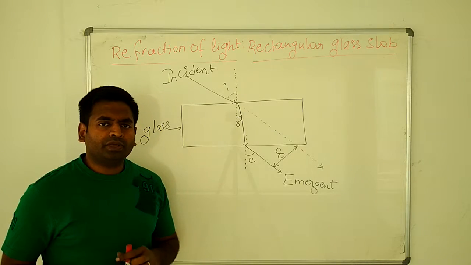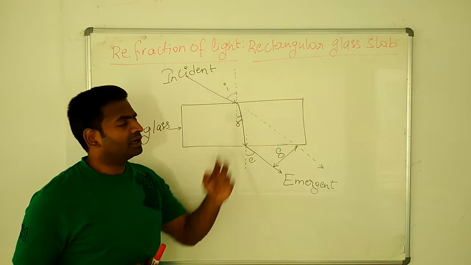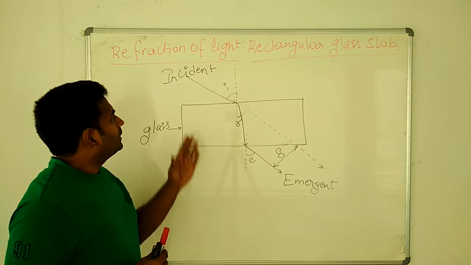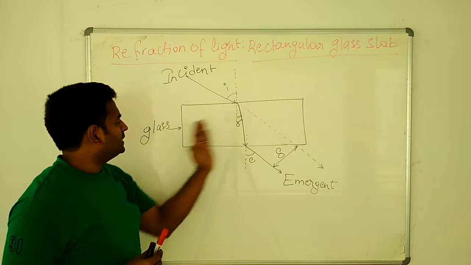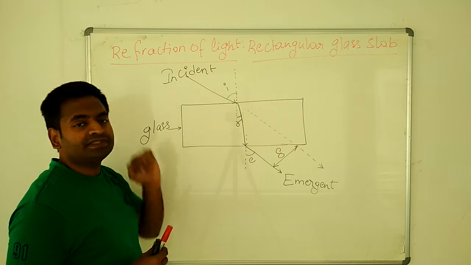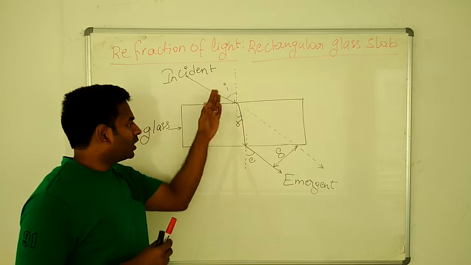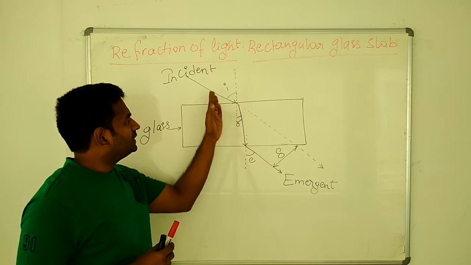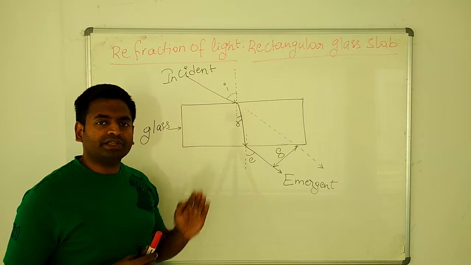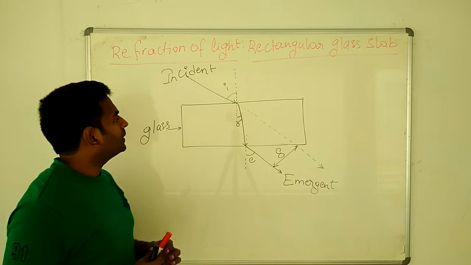In this video, what we are going to see is refraction of light through a rectangular glass slab. What we are seeing here is a rectangular glass slab and a ray of light is incident on it. When a ray of light is incident on it, what would happen to this ray of light, and we would trace the entire path of the ray of light till it comes out.